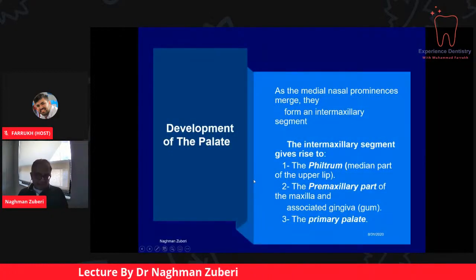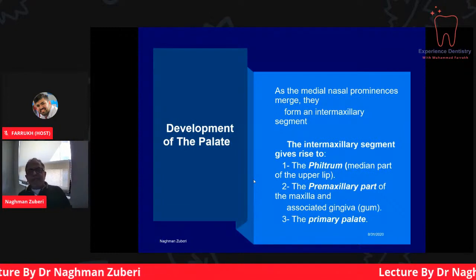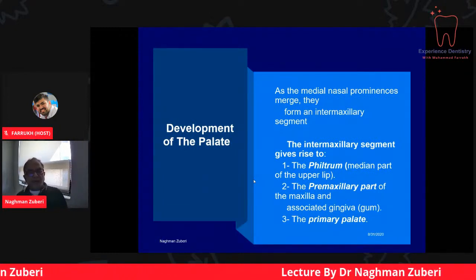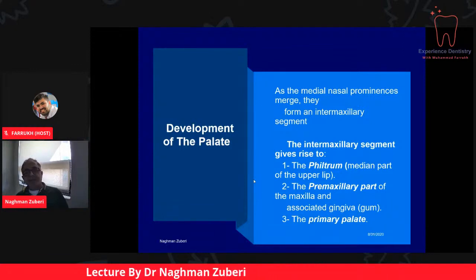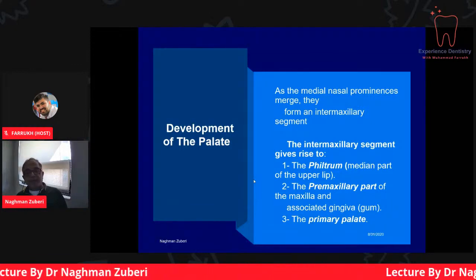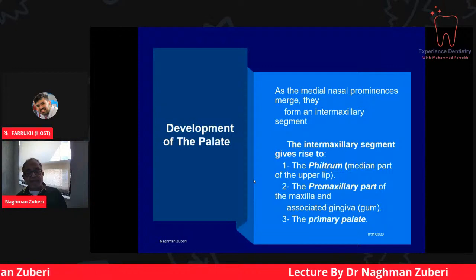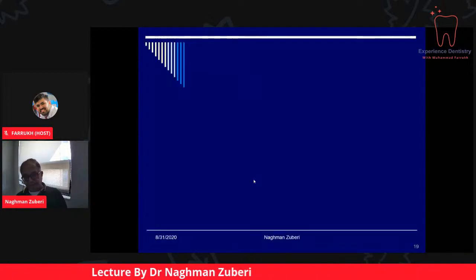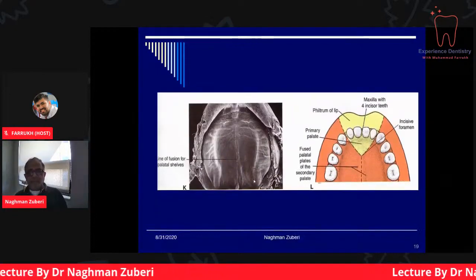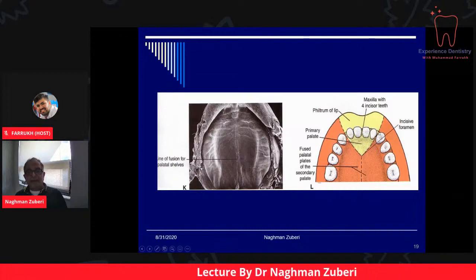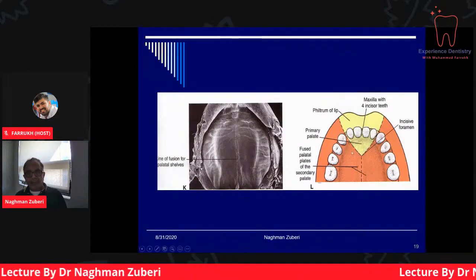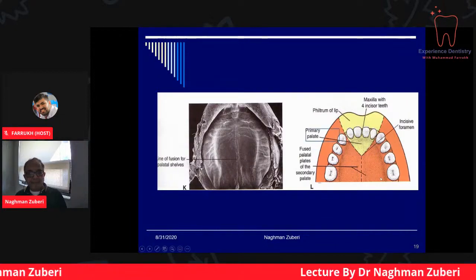Development of the palate. As the medial nasal prominences merge, they form an intermaxillary segment. The intermaxillary segment gives rise to the philtrum, the premaxillary part of the maxilla and associated gingivae, as well as the primary palate. This area is also known as the premaxilla, the canine to canine area. This is the philtrum area.